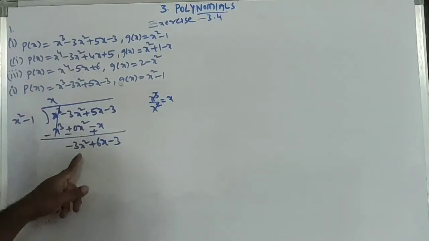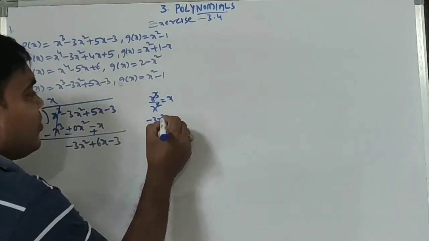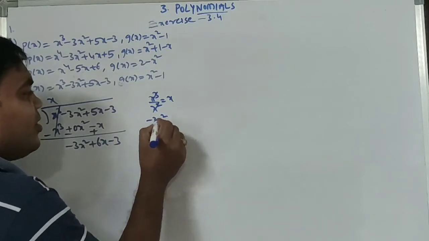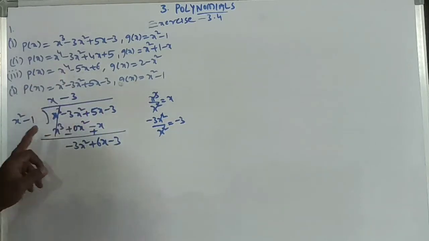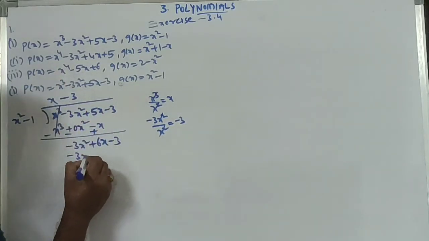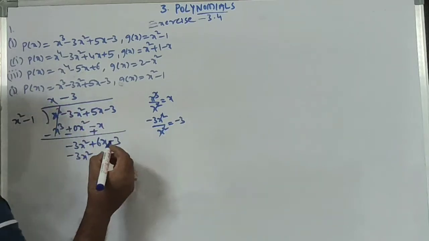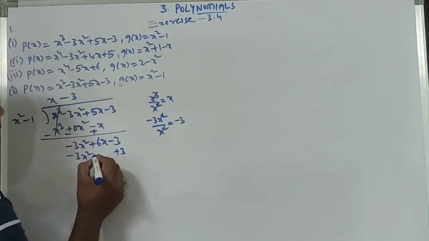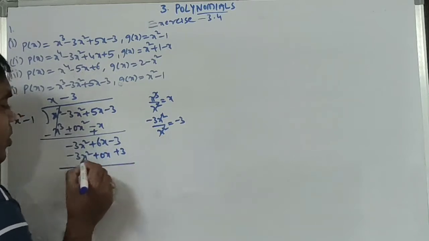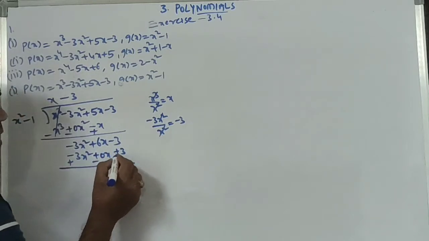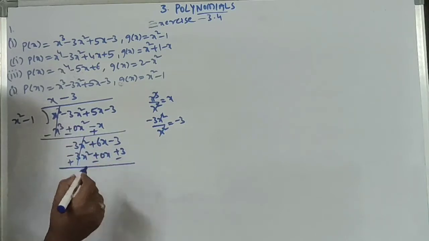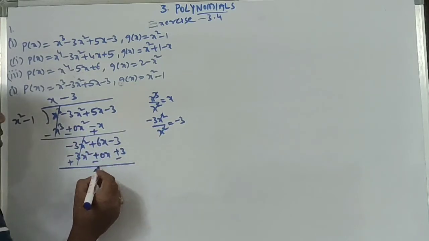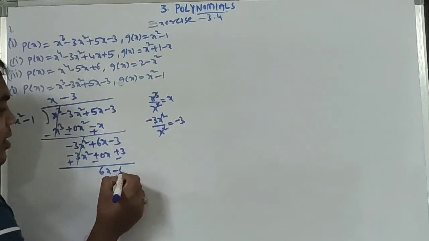So here minus 3x square, divide with x square, cancel, we are getting minus 3. So this is minus 3. X square into minus 3 is minus 3x square, minus 1 into minus 3 is plus 3. So write here, nothing means plus 0x. So changing the signs, plus minus minus, plus minus minus. Minus 3x square cancels, 6x minus 0x is 6x, minus 3 minus 3 gives minus 6.